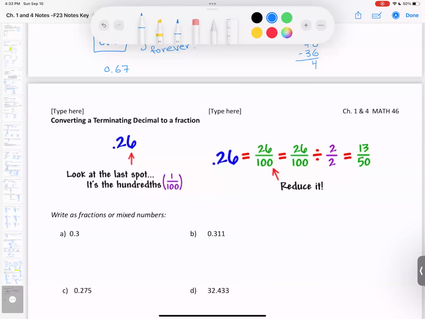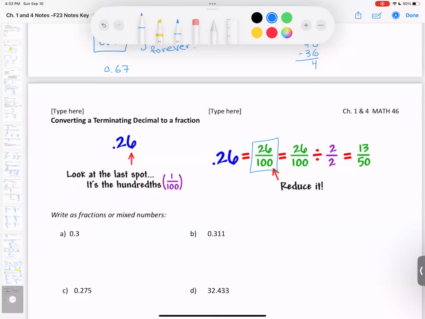Now let's look at converting a terminating decimal into a fraction. Remember, a terminating decimal is one where the decimal ends. So for instance, 26 hundredths. The way I like to do these is just by thinking of the word name. We would call that, if we did it correctly, 26 hundredths. So that means the fraction is going to be 26 over 100.